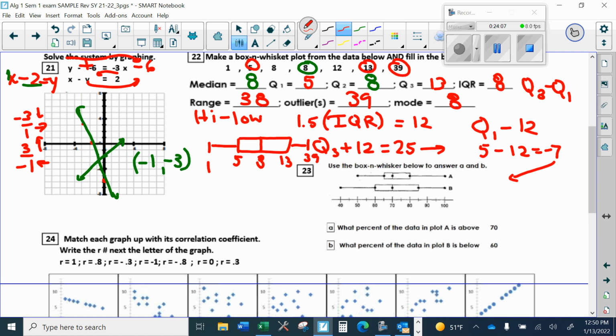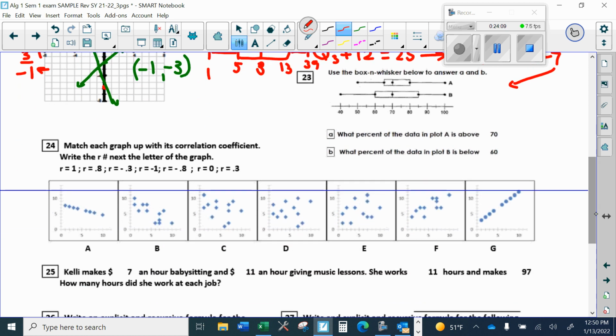All right, 23. It says what percentage of the data in plot A, here's plot A, is above 70. There's 70. Remember, each grouping is 25%, 25, 25, 25, and 25. So above here is 50%, which is below 60 in B. There's 60 when it's below. That's only one group, 25%.